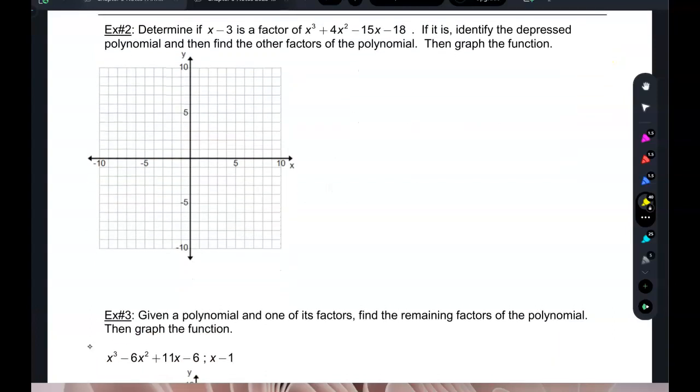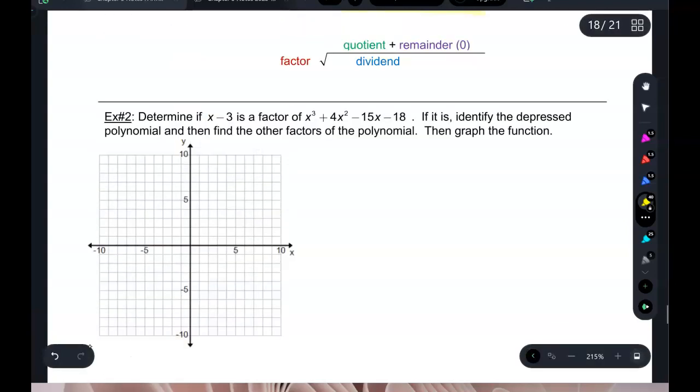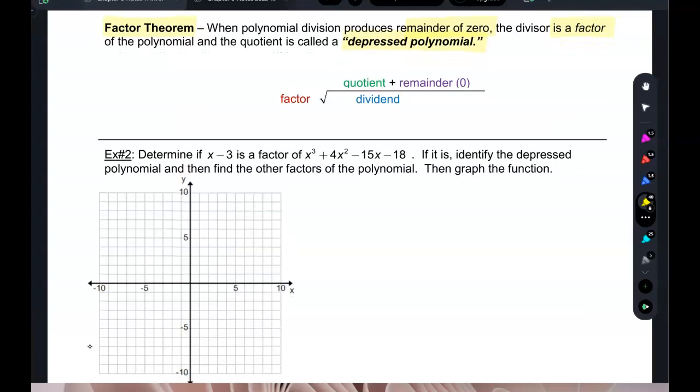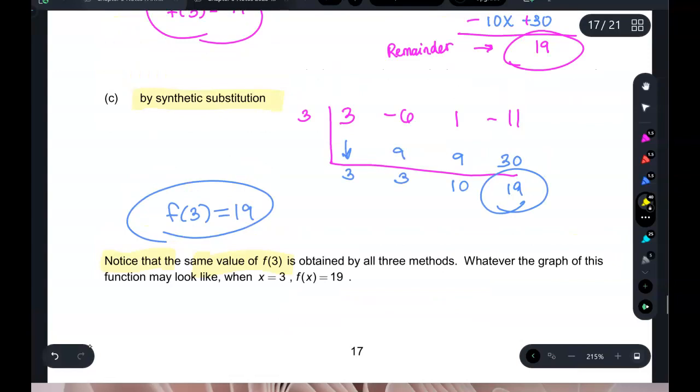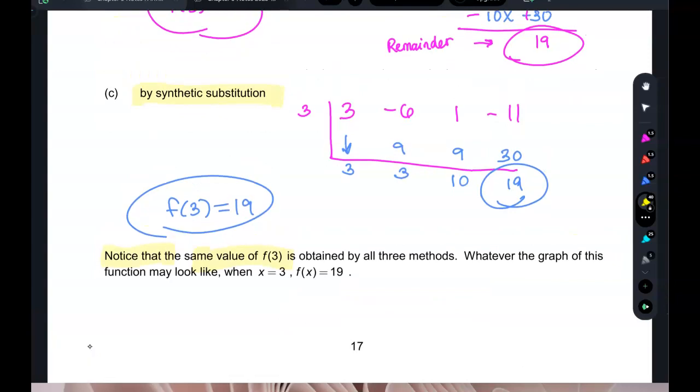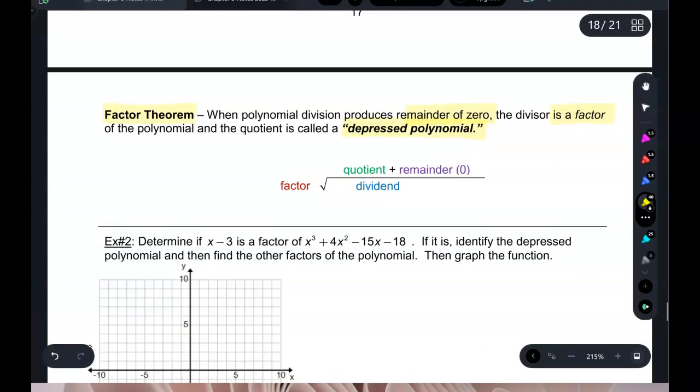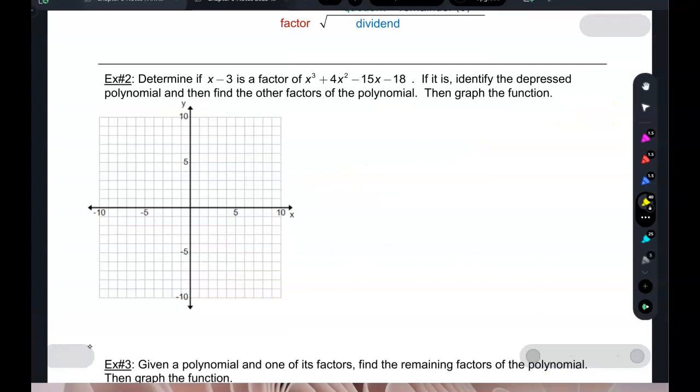So we want to determine if x minus 3 is a factor of x cubed plus 4x squared minus 15x minus 18. Wait, so if it's 0, you just leave it at 0? If we got 0 here, that would mean f of 3 equals 0. And you just leave it. But for this one, what we want to do is find the other factors, and then we're going to graph it.